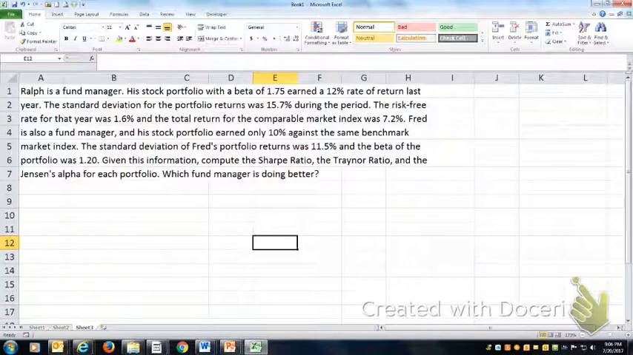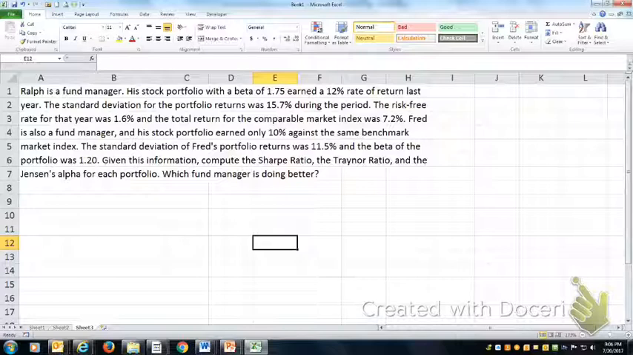All right, in this problem, Ralph is a fund manager, and so is Fred. First look at how well Ralph did. Ralph's stock portfolio has a beta of 1.75, and it earned a 12% rate of return last year. The standard deviation of the portfolio returns was 15.7% during the period. The risk-free rate for that year was 1.6%, and the total return for a comparable market index was only 7.2%.